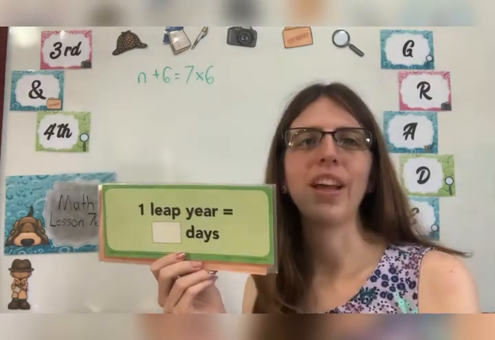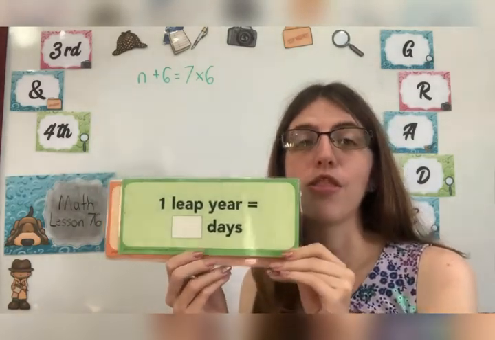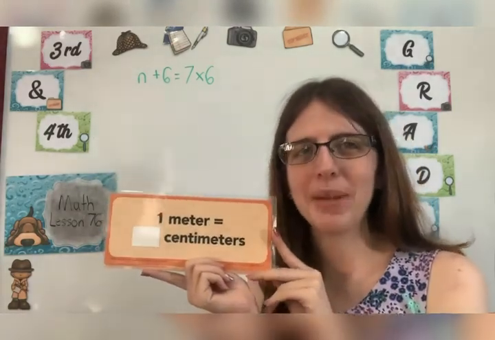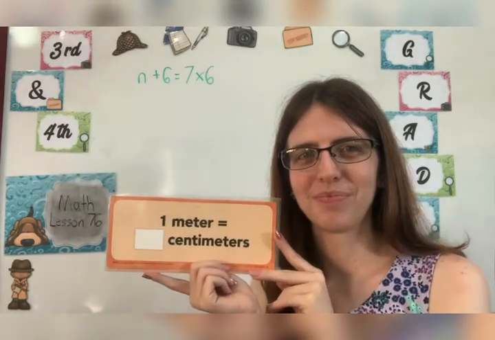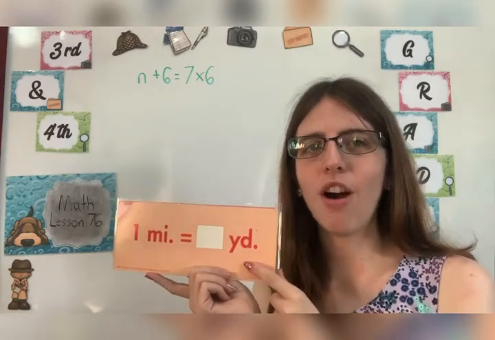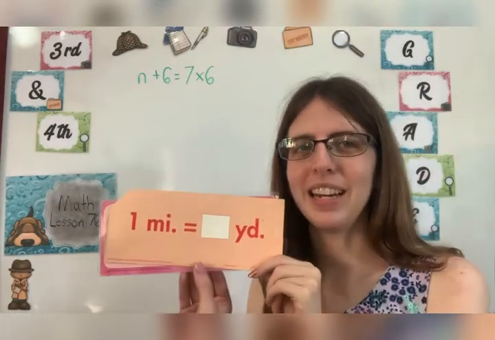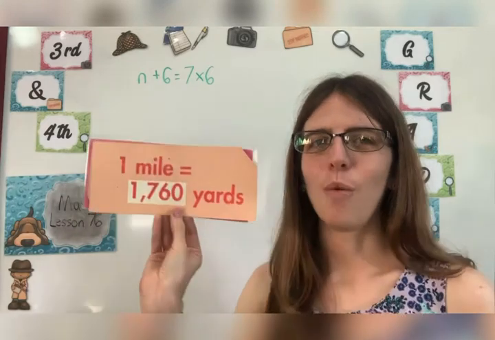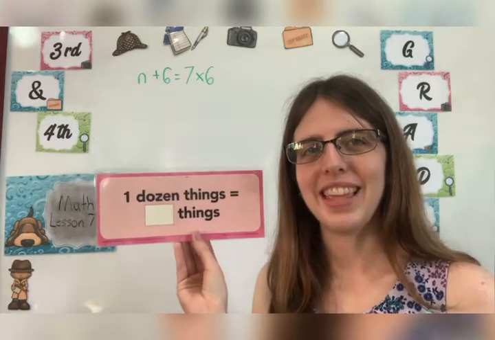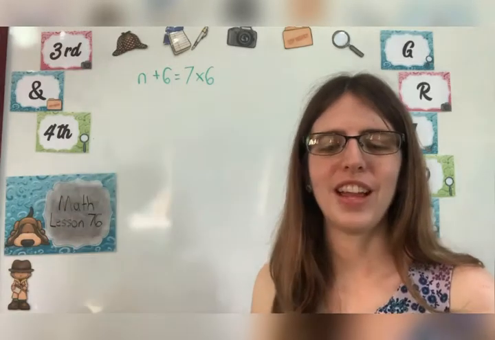12, good. 1 leap year is how many days? 366, because we add 1 day. 1 meter is how many centimeters? 100. 1 mile is how many yards? Remember, it's a little less than how many feet because a yard is bigger than a foot, so we need less of them. 1,760, very good. And lastly, 1 dozen things is how many? 12, very good.